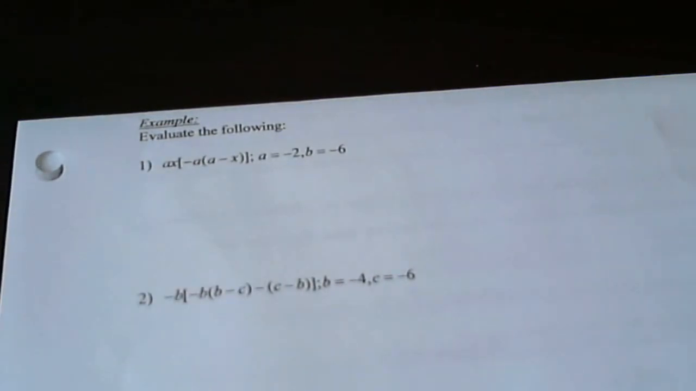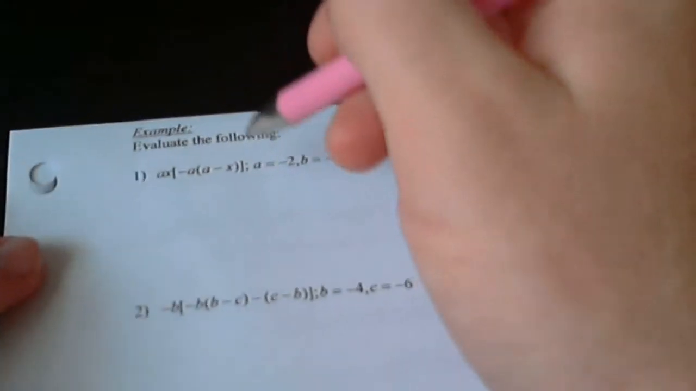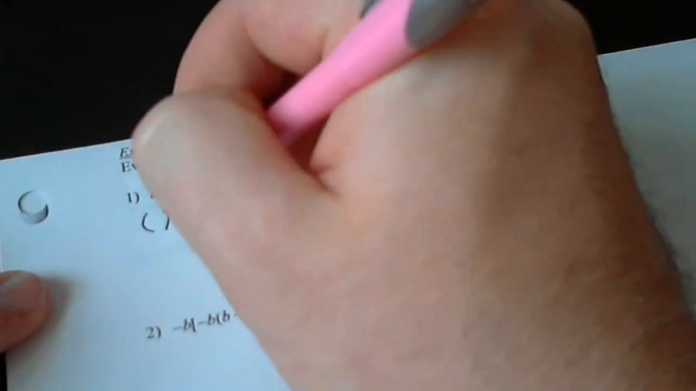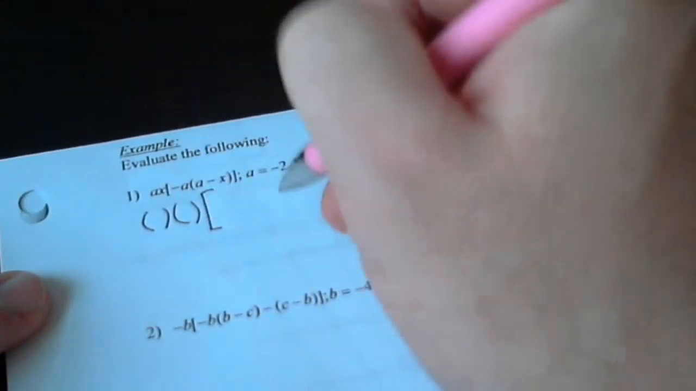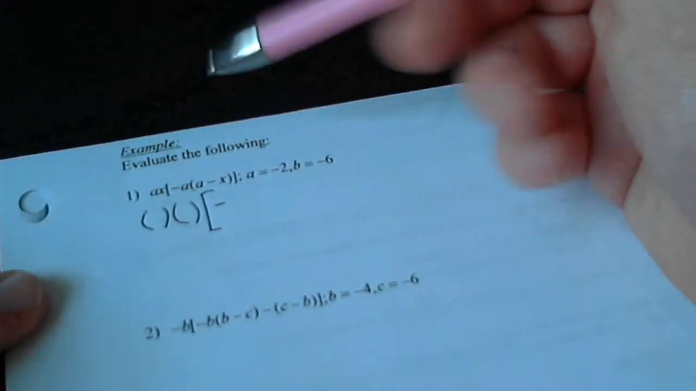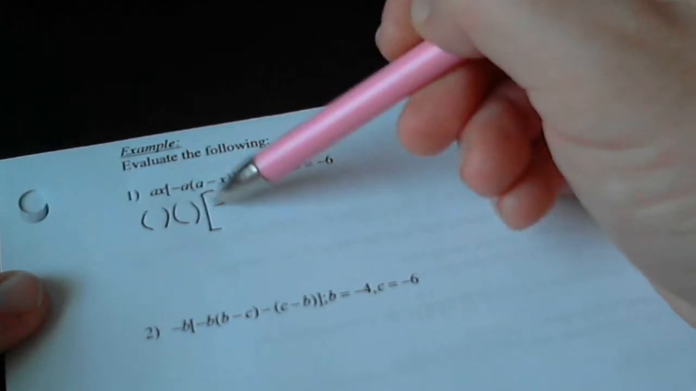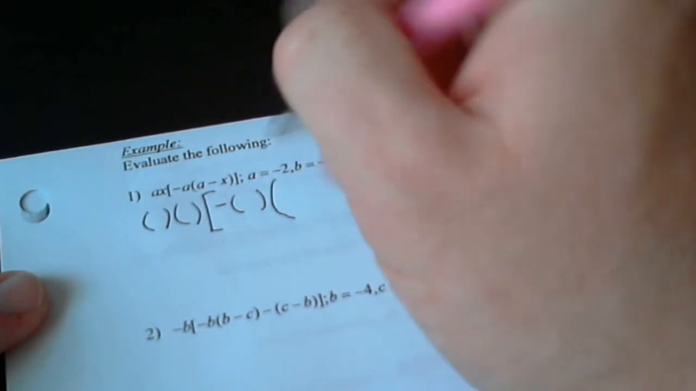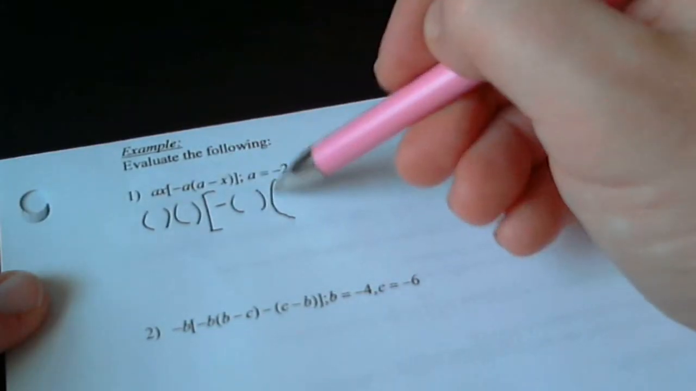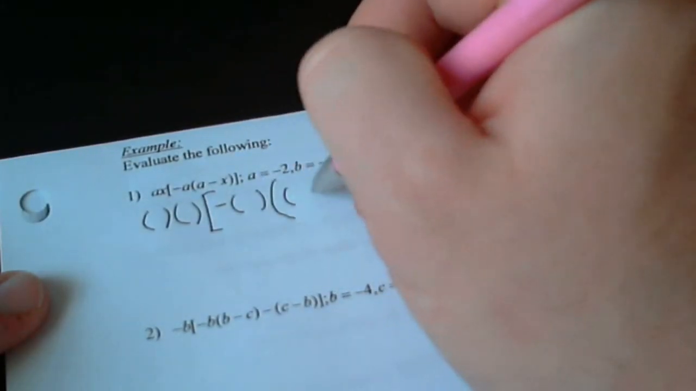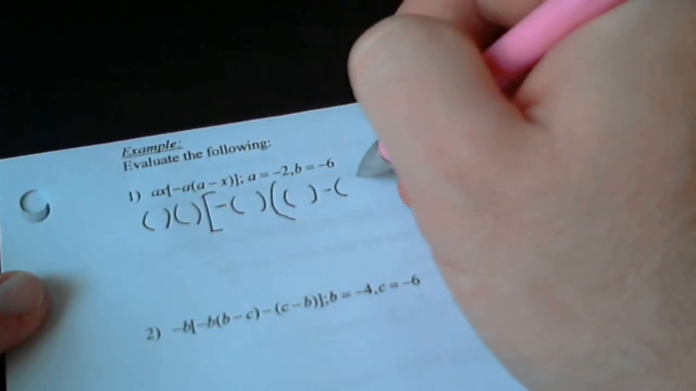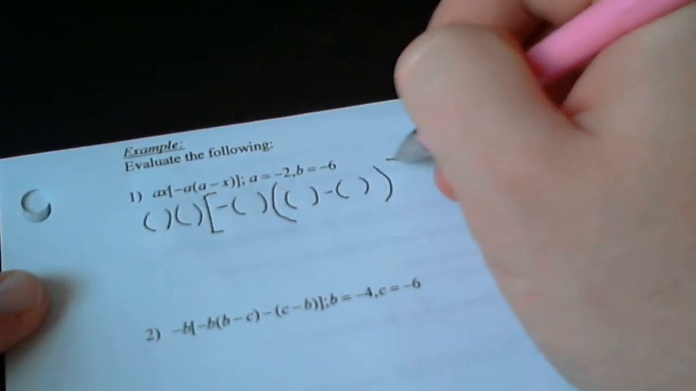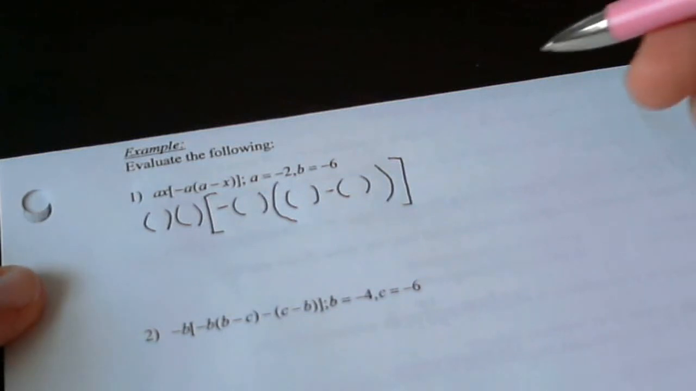Number 1 is AX times the opposite of A times A minus X. Now here's what I'm going to do. Here's where the A should be. Here's the X. Start bracket, negative sign. Here's an A. Start parentheses. Big parenthesis right here. Here's the A minus X. Close parenthesis. Close bracket. Okay.